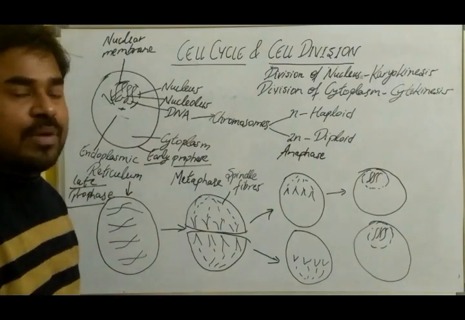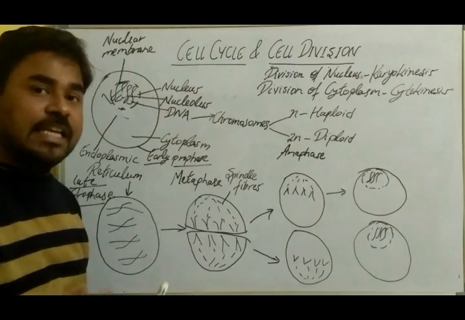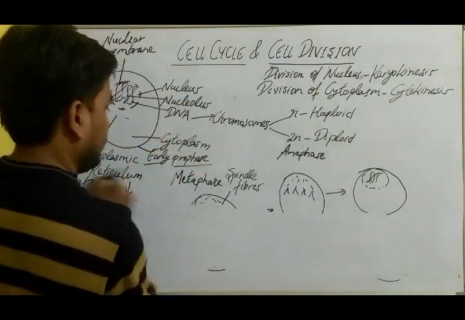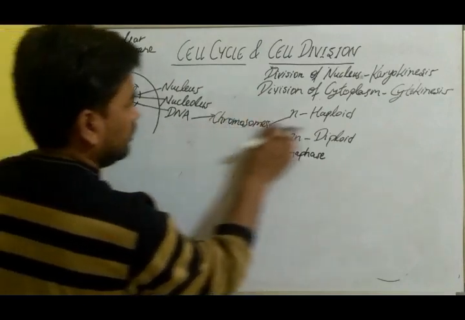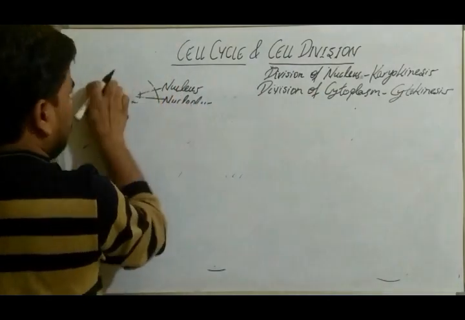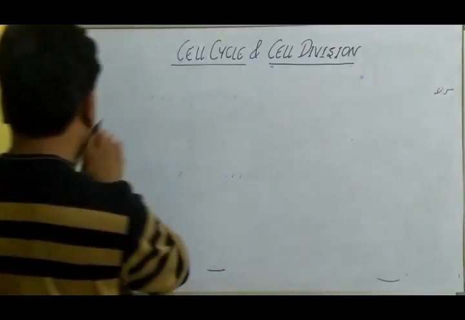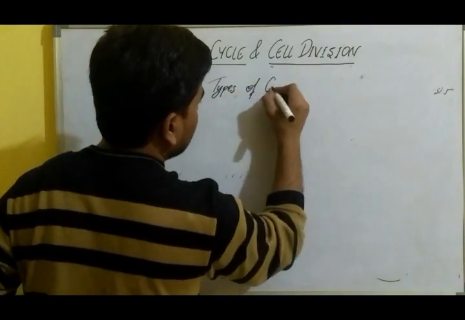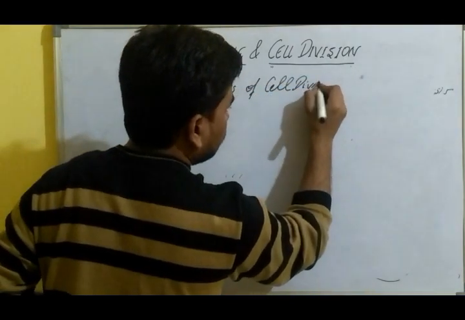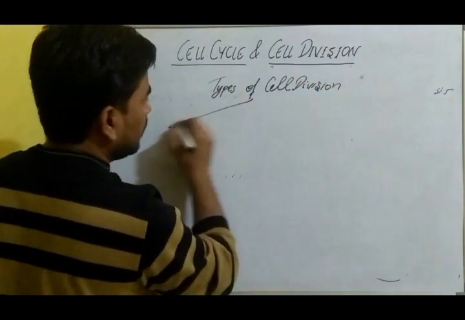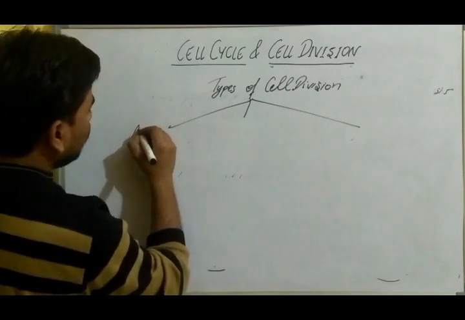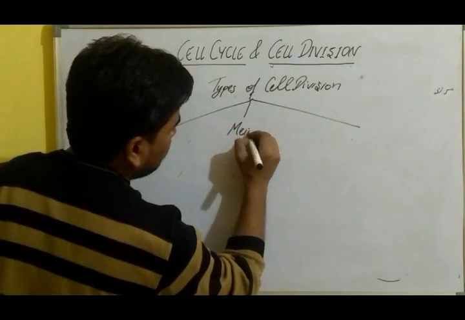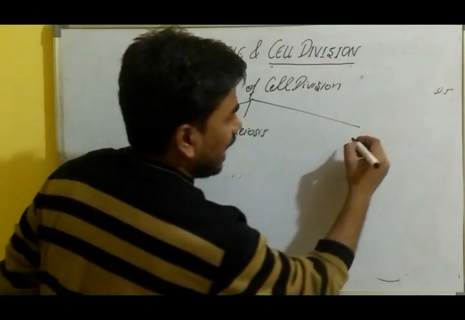Now let's see how many types of cell division there are. There are three types of cell division: mitosis, meiosis, and amitosis.